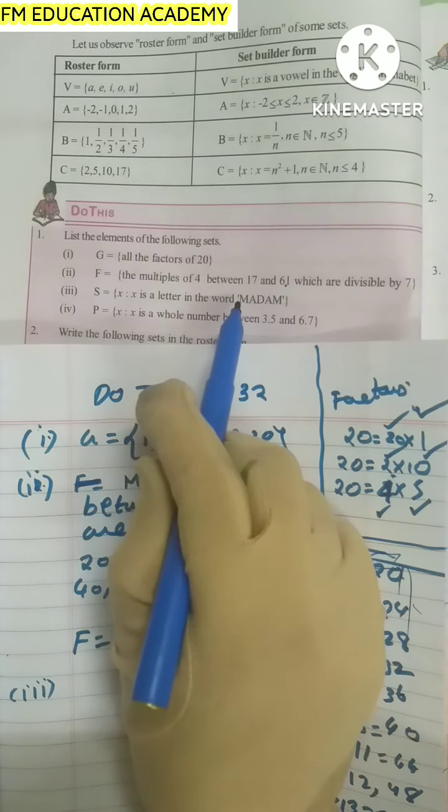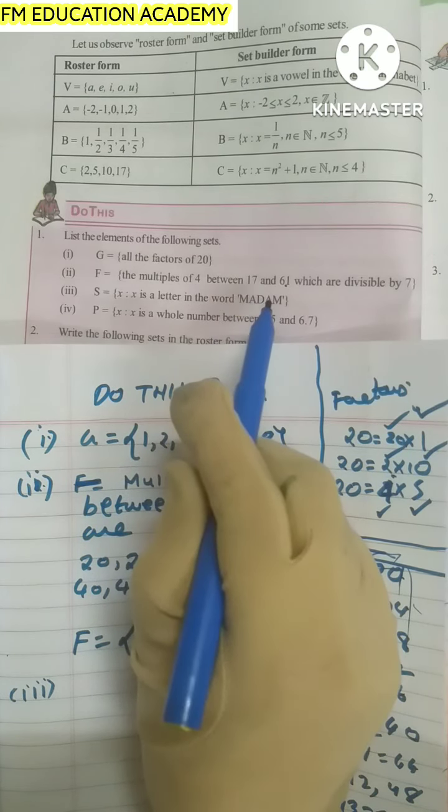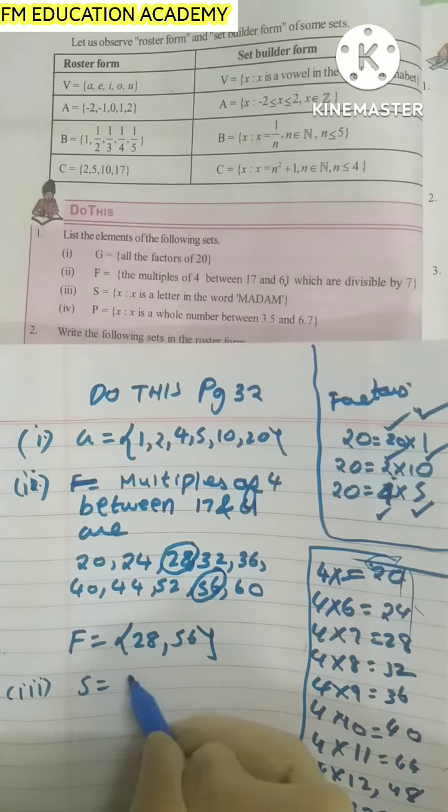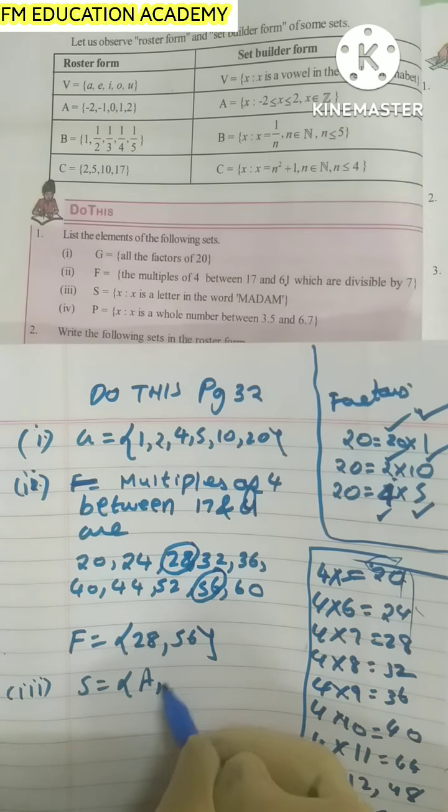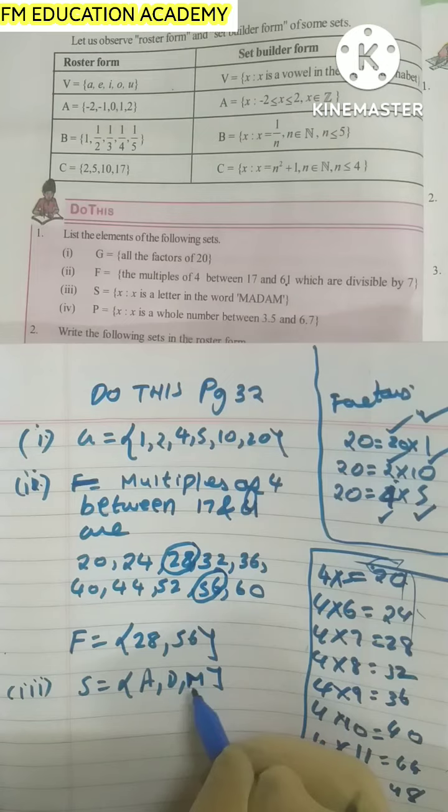So M is coming here in madam, A is coming in madam and D is also coming in madam. So we can write what? S is equal to {A, D, M}. Only those 3 letters are coming.